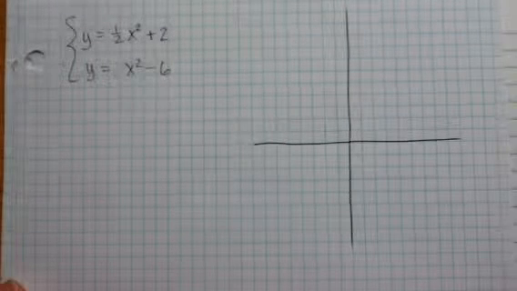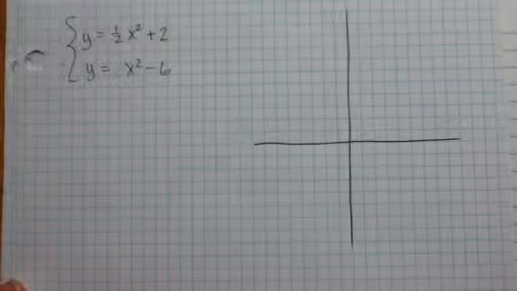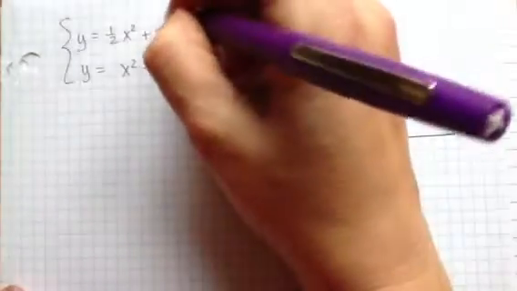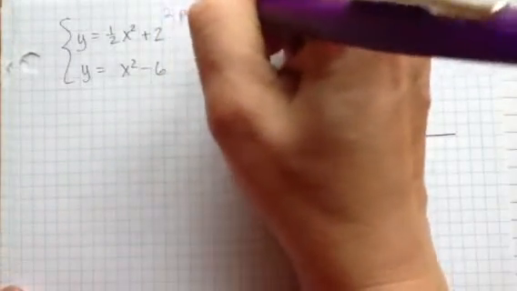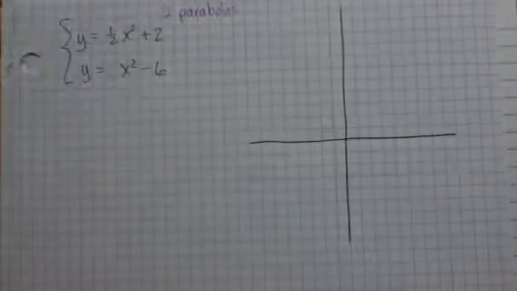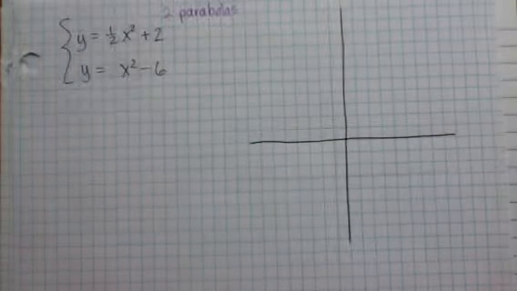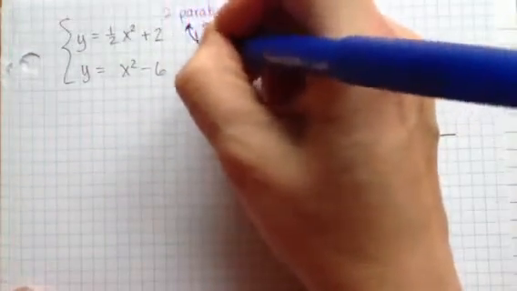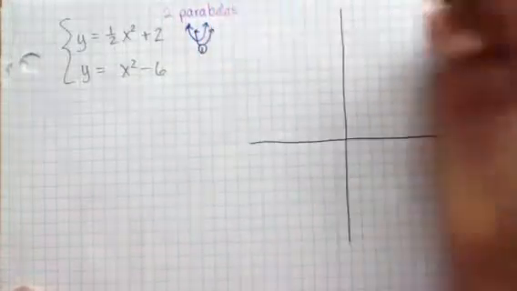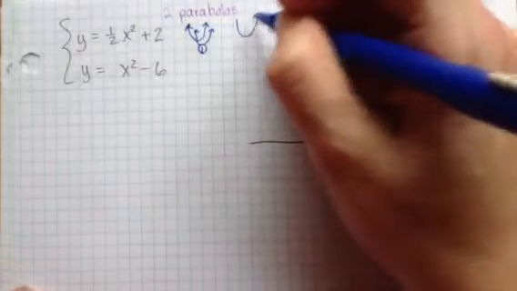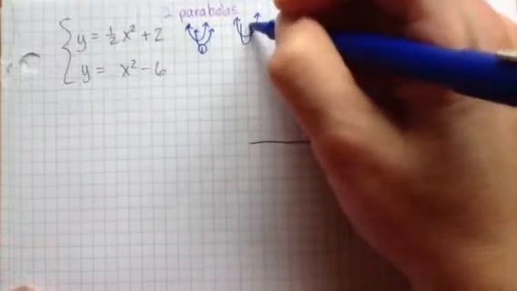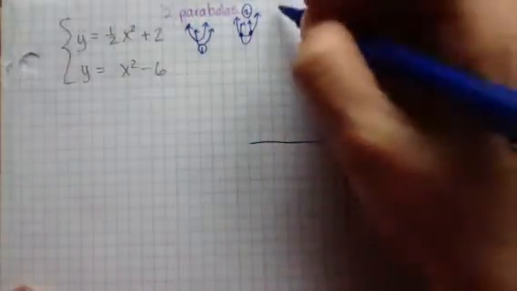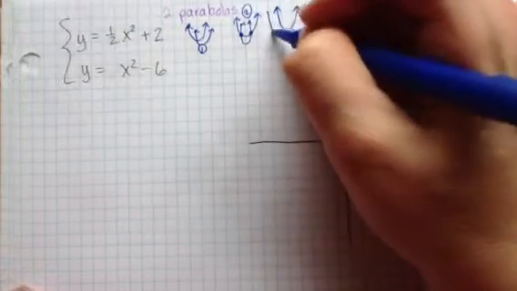Let's look at a couple more examples of solving systems of nonlinear equations. This system of equations is going to be two parabolas. Now there are several possibilities with two parabolas. I mean, we could have two parabolas that cross over each other at one point. We could have two parabolas that cross at 2 points. We could have two parabolas that never cross.